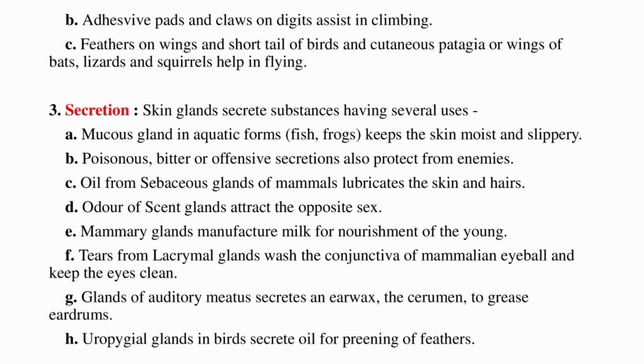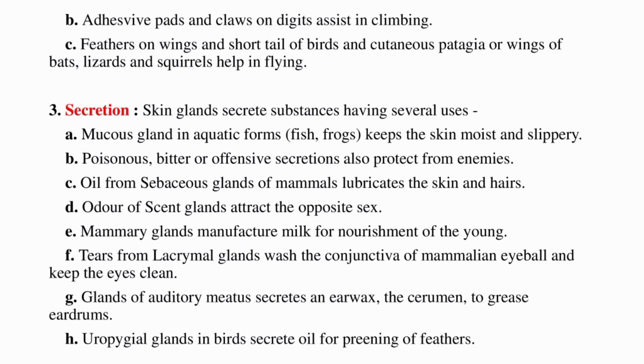Mucus glands in aquatic forms like fish and frogs keep the skin moist and slippery. Poisonous, bitter or offensive secretions also protect from enemies. Oil from sebaceous glands of mammals lubricates the skin and hairs. Odor of scent glands attracts the opposite sex. Mammary glands manufacture milk for nourishment of the young one.